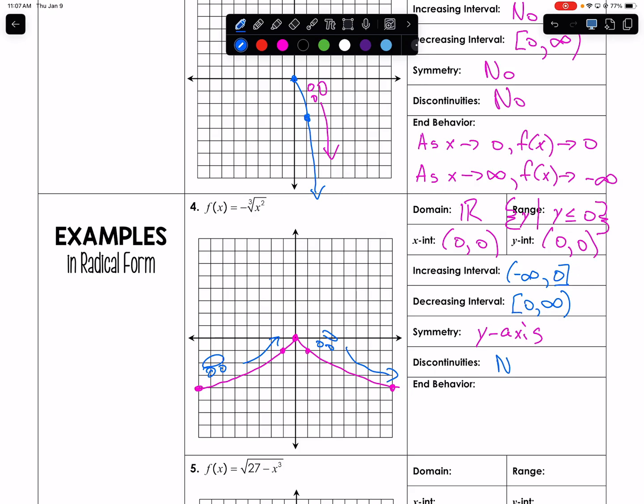Discontinuity, nope. As x goes to, the end behavior is easier on this one. As x goes to -infinity, what's f of x doing? Right? And I think the arrows are super helpful, right? As x goes this way, y is going that way, right? So -infinity is correct. Good job. So as x goes to positive infinity, what's y doing? Yep, -infinity again.